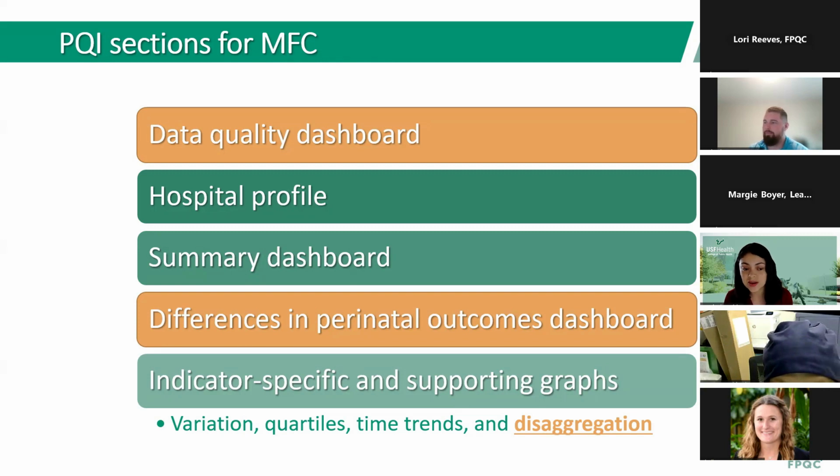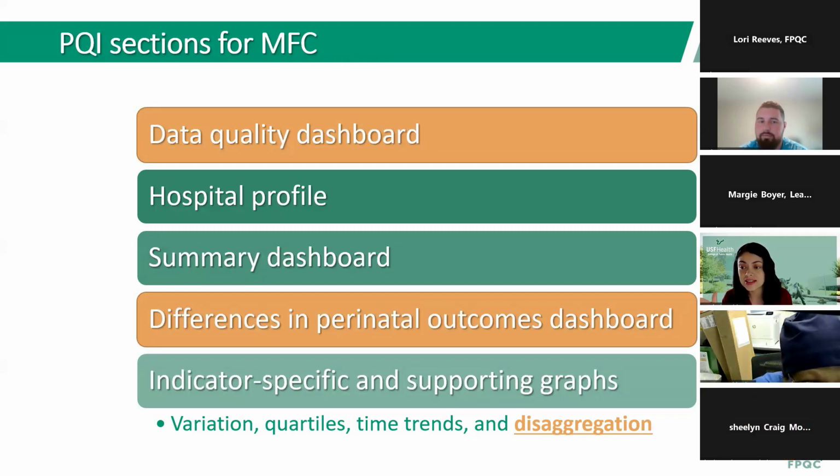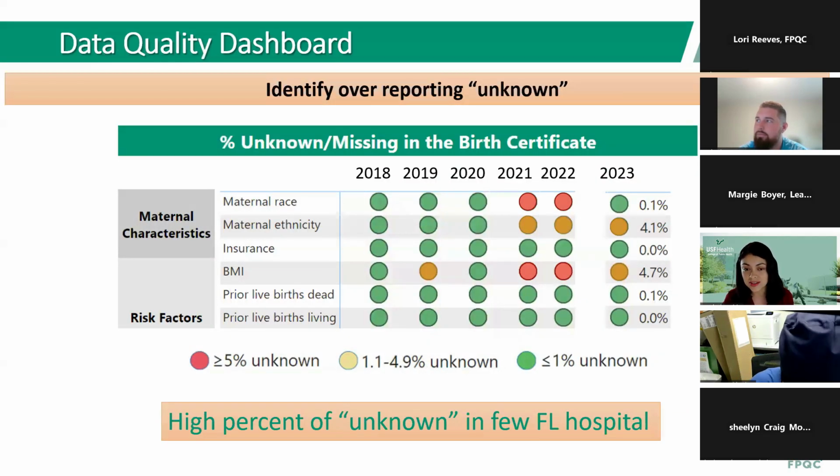The first one is the data quality dashboard. It's going to tell you if you have a lot of issues related to your quality, which may be impacting how you disaggregate outcomes, either at the PQI report or at your facility. It also gives you a dashboard to assess differences in perinatal outcomes for these key indicators, and also provides opportunities to disaggregate your data by race, ethnicity, insurance, BMI, and maternal education. We're going to go through some of those sections. And the first one is the data quality dashboard, right?